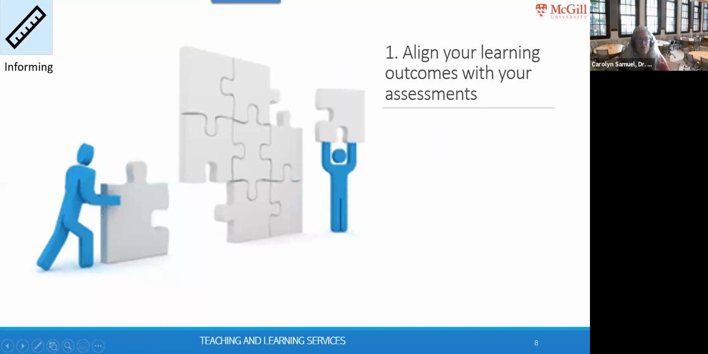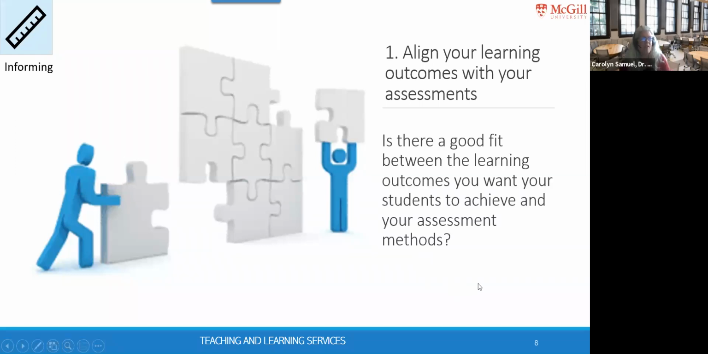And we have our first one, which is align your learning outcomes with your assessments. Students are naturally going to focus their attention on what you're going to assess. So we need to try to ensure that each assessment is an opportunity for students to demonstrate the learning specified in the learning outcomes. And we offer a question here for you. Is there a good fit between the learning outcomes you want your students to achieve and your assessment methods?